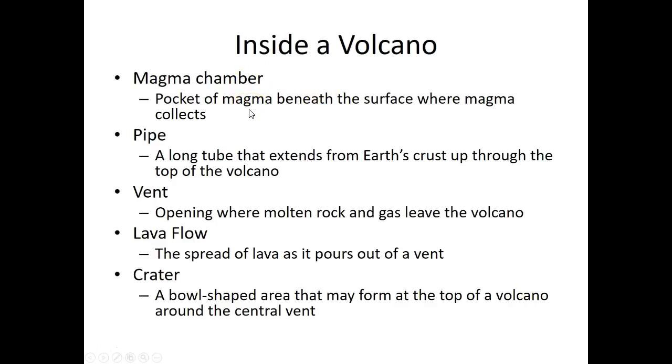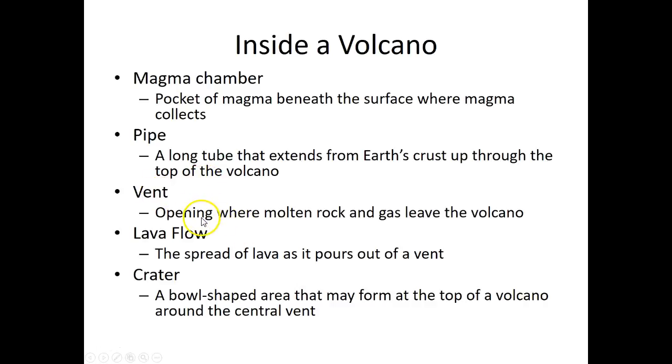This is basically a pocket of magma beneath the surface where all the magma collects. The pipe is the long tube that extends from the surface of the earth, up through the Earth's crust and up through the top of that volcano. So we've got our magma chamber, where all that magma will collect. Then it travels up the pipe, which is a long tube that extends from the crust of the Earth up through the top of the volcano.